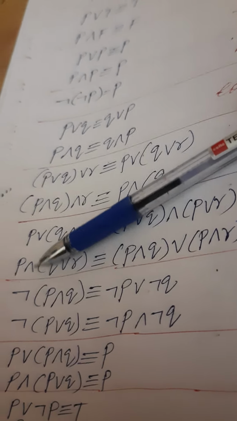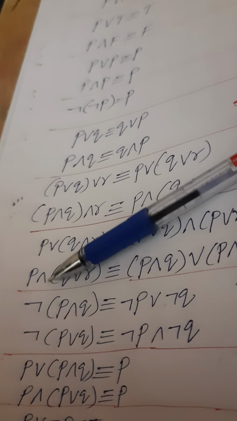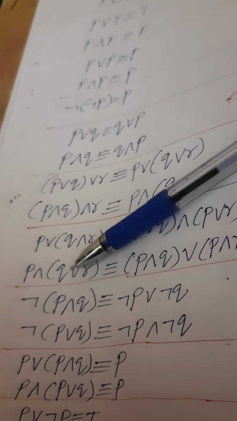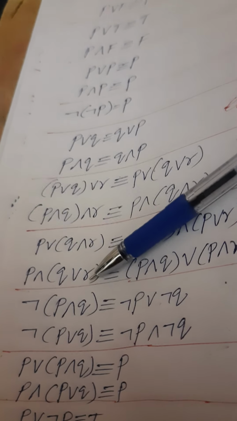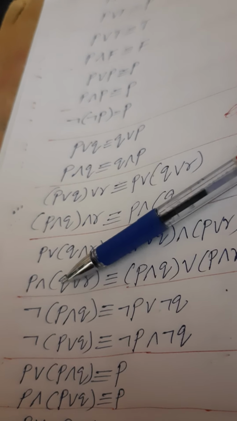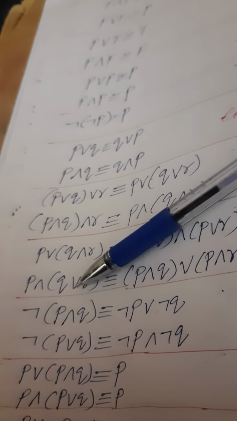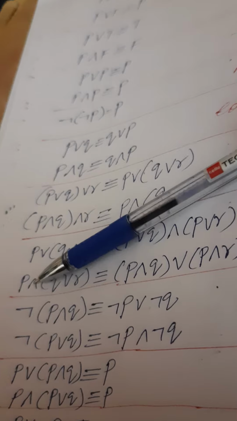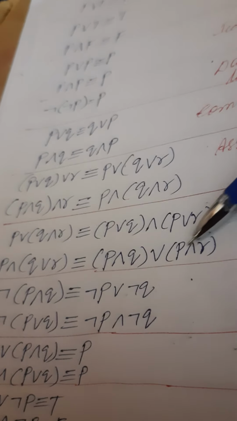Next here, P conjunction Q disjunction R. Here how can we write? First P conjunction Q, disjunction P conjunction R. Okay, this is distributive law.